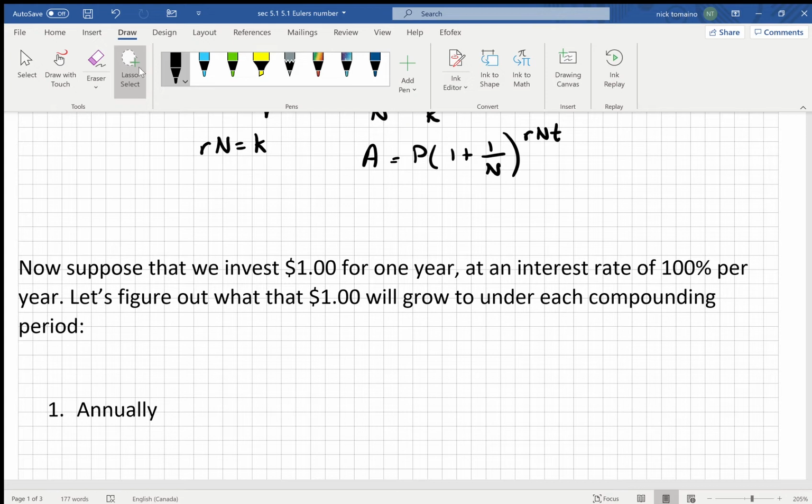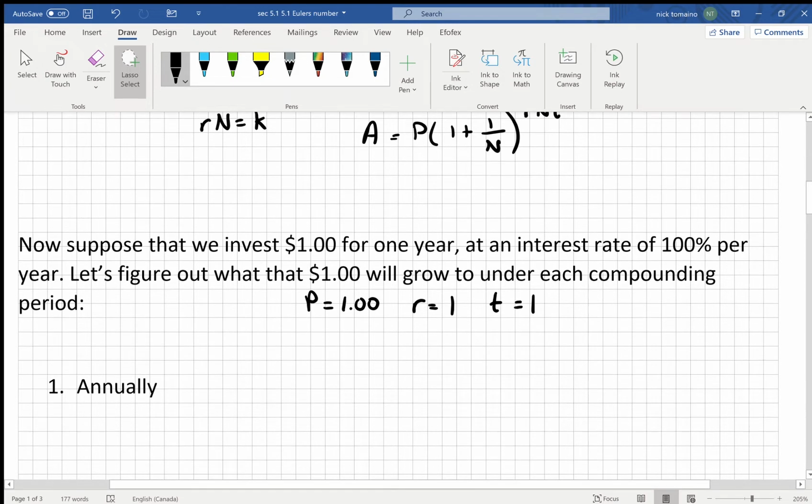It says, now suppose that we invest $1 for 1 year at an interest rate of 100% per year. Let's figure out what the $1 will grow to under each compounding period. Okay, so what we have here is our P is equal to $1. We have our R is equal to 100%, so as its decimal equivalent, that's just 1. And our time period T is also equal to 1.